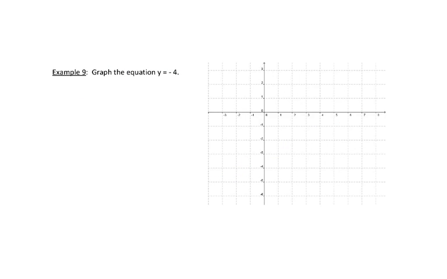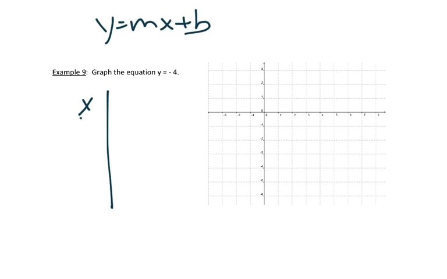So now let's look at this. This is not in the format of y equals mx plus b. So we're going to look at it a little differently. Let's go back to our points. This says that y is always equal to -4. So we'd have -4, -4, -4. It doesn't say anything about x, so you can choose x to be anything you want.